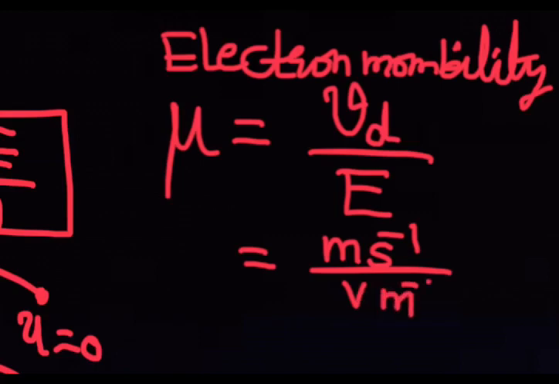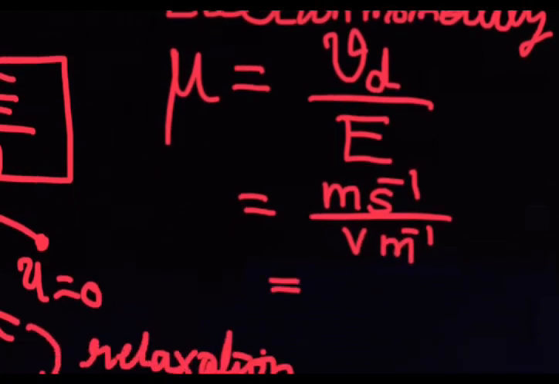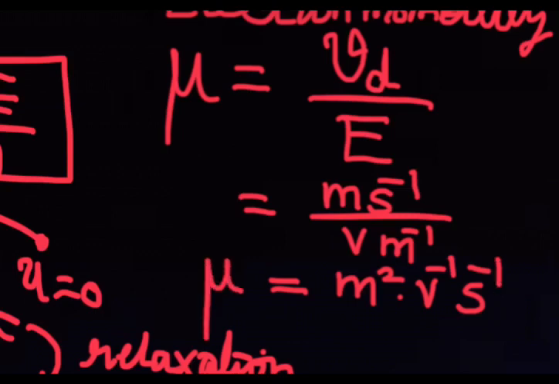If you simplify this, m to the power minus 1 goes to the numerator, it becomes 1 plus 1, meter square. So the unit is meter square per volt per second. That's how to derive the unit of electric mobility.